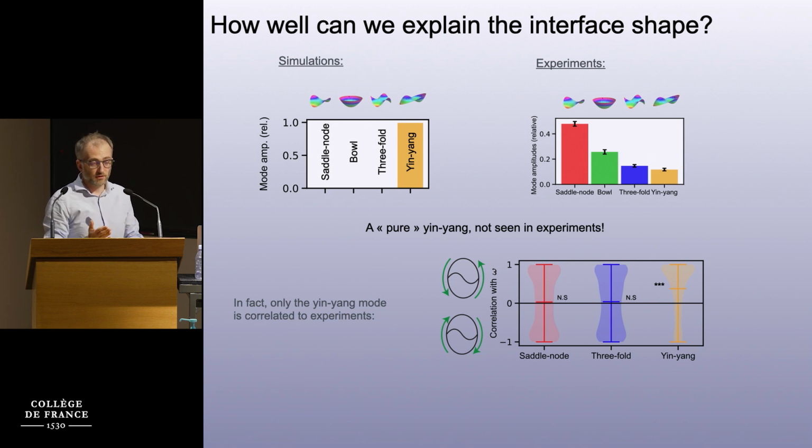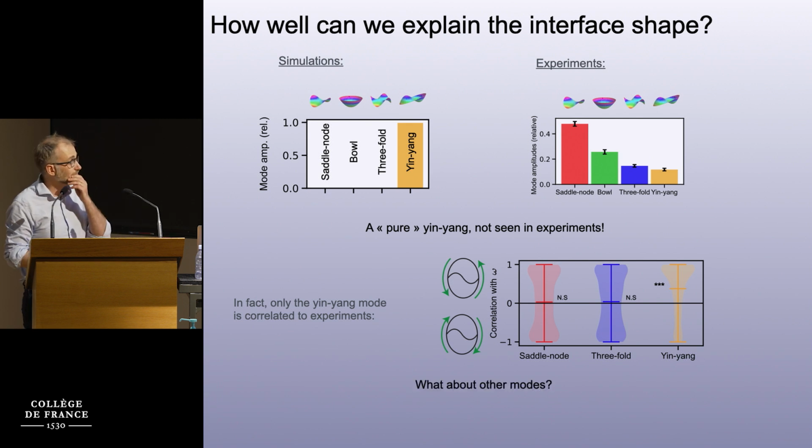So there is a saddle node deformation, but basically it's not oriented in a way that is consistent with the direction of rotation. So that gives us a clue that there is indeed a relation between yin-yang and rotation that we don't see for saddle node and free-fold. But then what about the other modes?